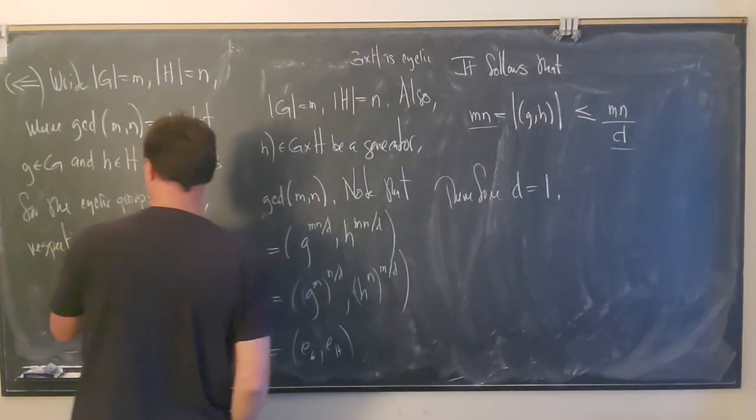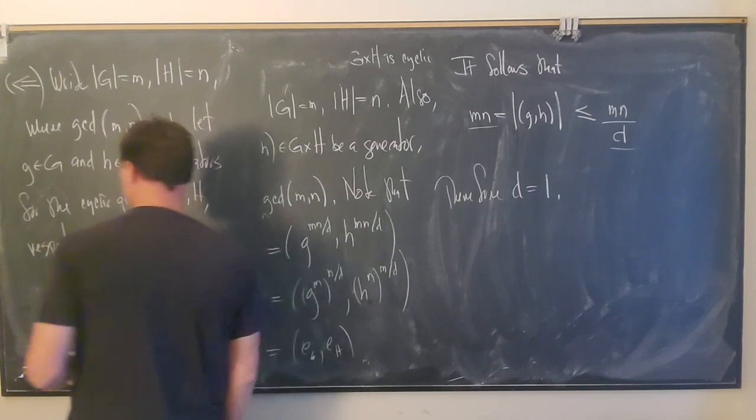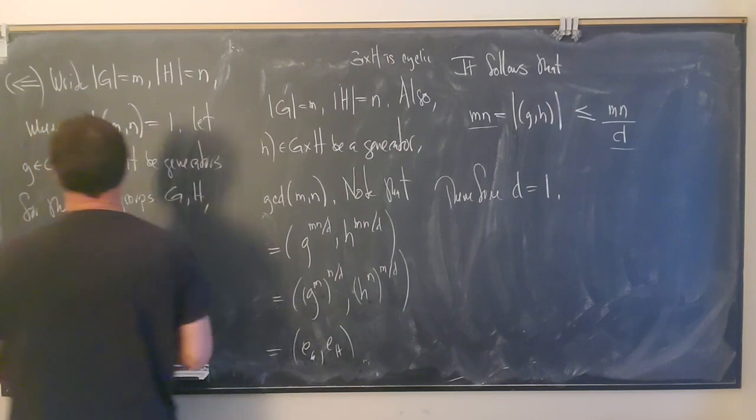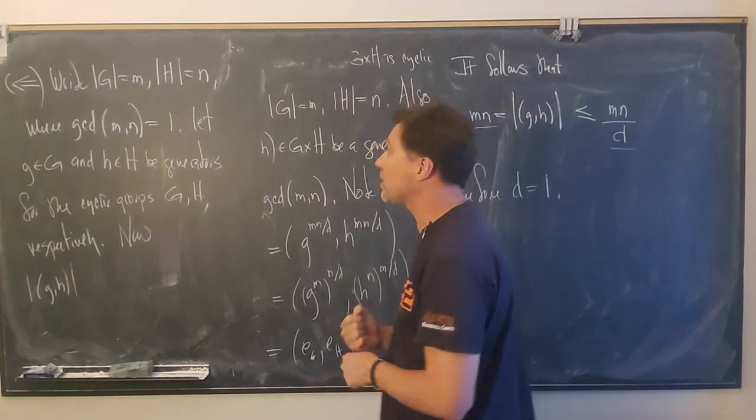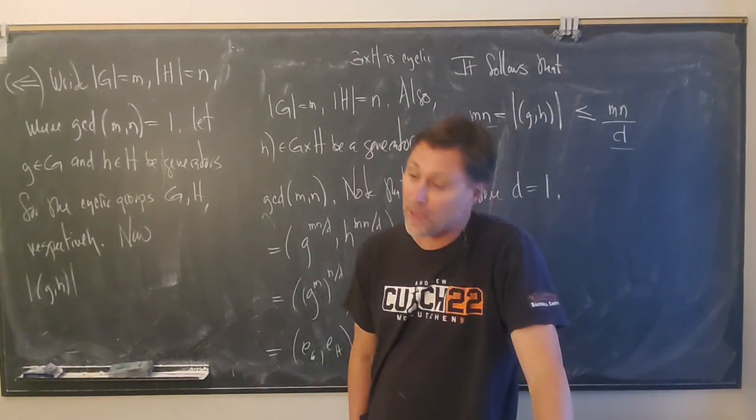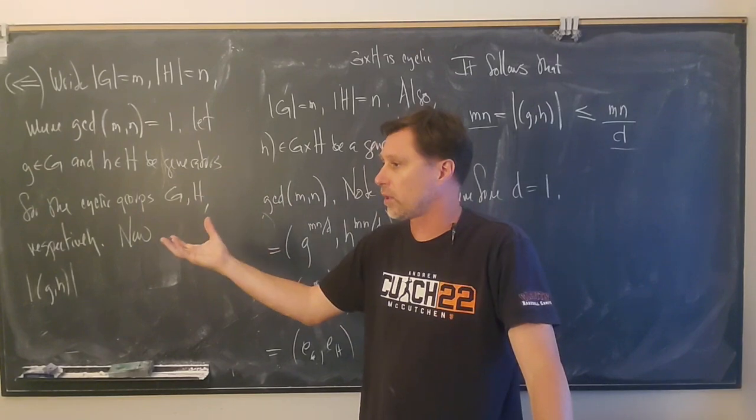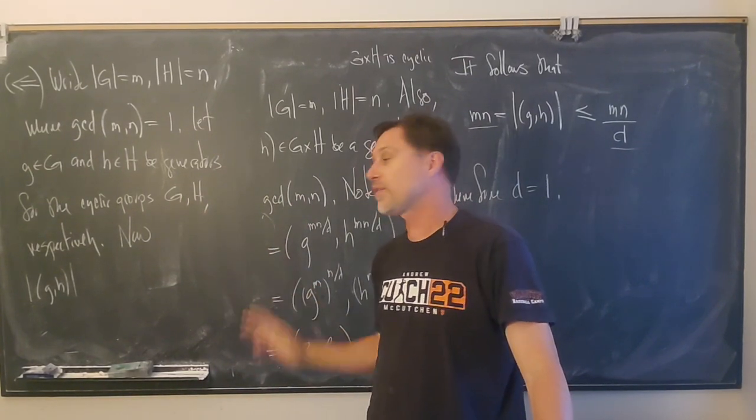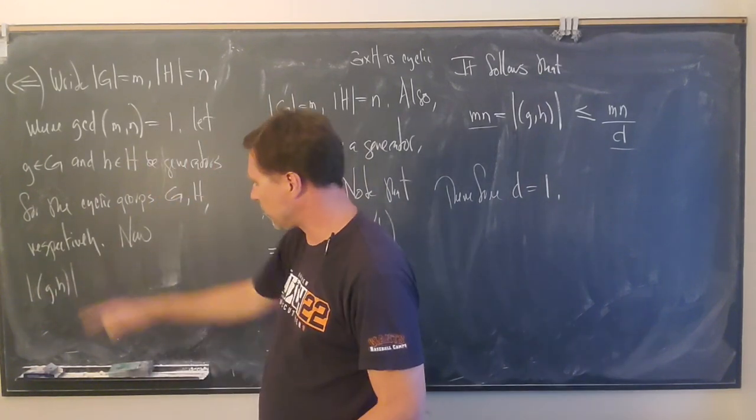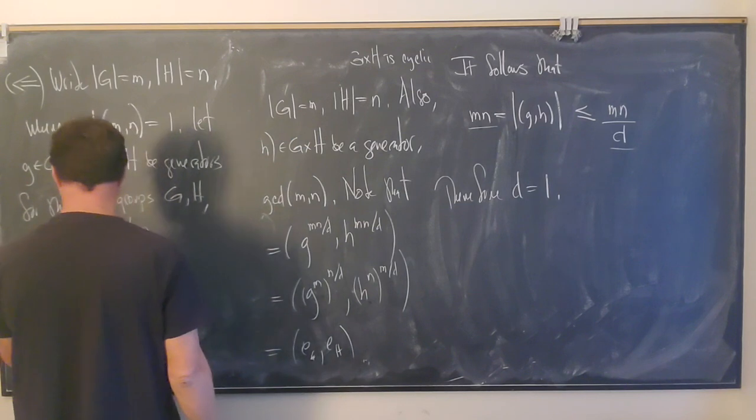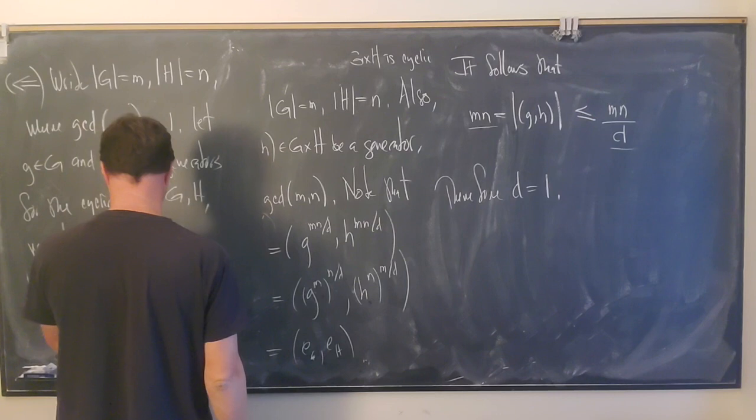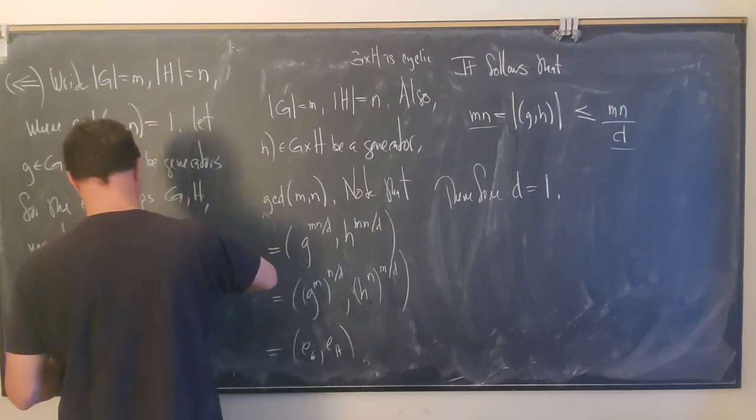So now, if we look at the order of the element (g, h), remember what we're trying to do. We're trying to prove that G cross H is cyclic. In order to do that, we need to produce a generator, and that element will be a generator if and only if its order is equal to m times n. So I need to compute this right here. Now we know that this is the least common multiple of the order of g and the order of h.